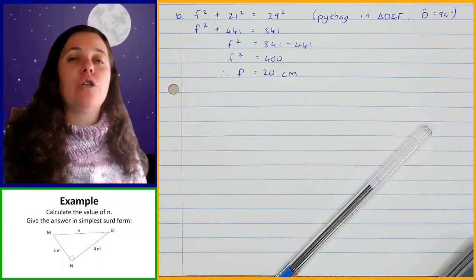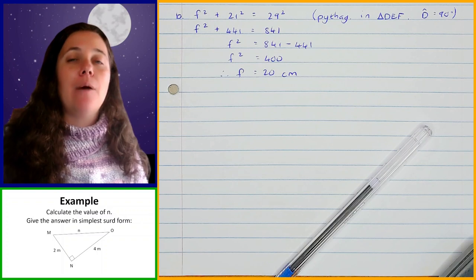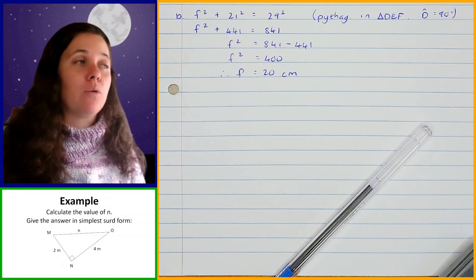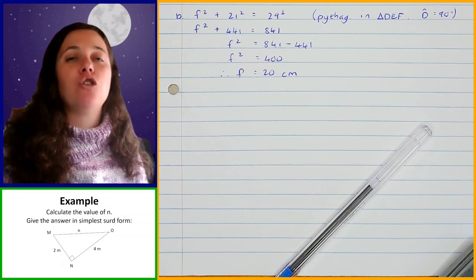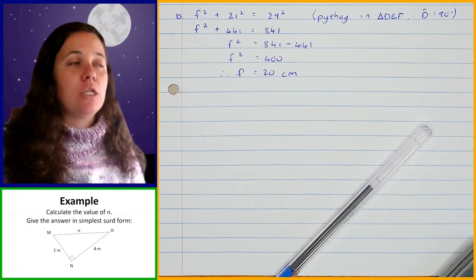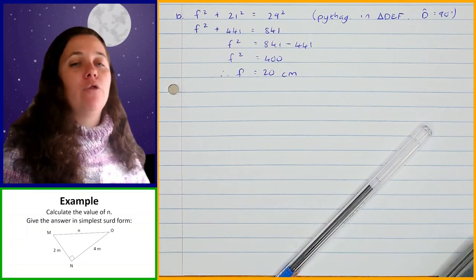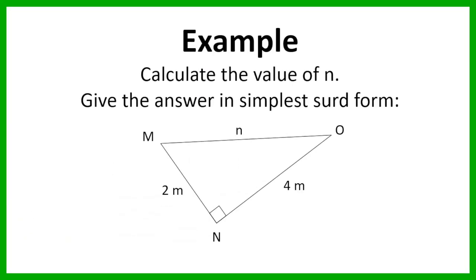And we're also going to do examples where you're going to be leaving them rounded off to two decimal places as well. Okay, but first I want to show you how to give your answers in simplest surd form. So in this example we've got triangle MNO. We need to work out the value of n, which is the length of MO, which is opposite angle N. Okay, and we've been told that MN is 2 meters and NO is 4 meters.